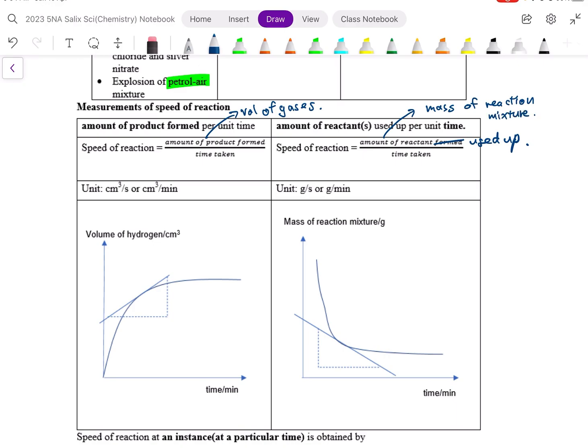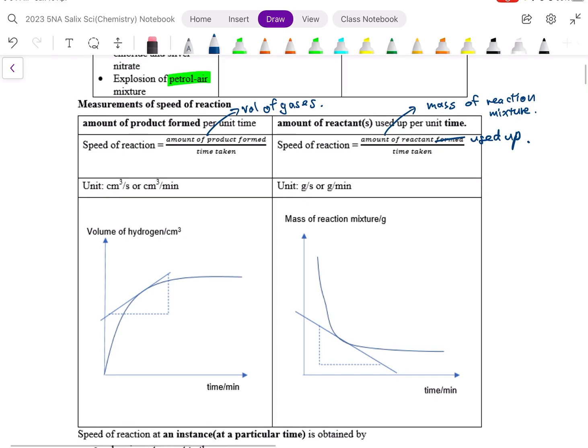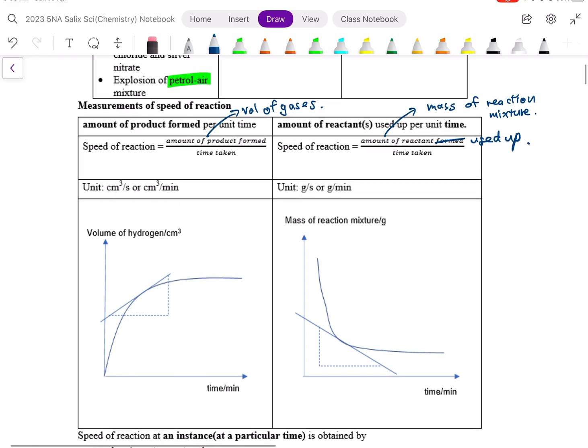If you are measuring the speed of reaction in terms of the volume of gases formed over time taken, then the unit is centimeter cube per second or centimeter cube per minute. Example is over here.